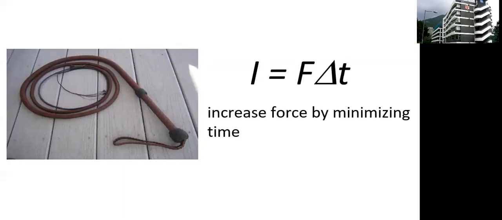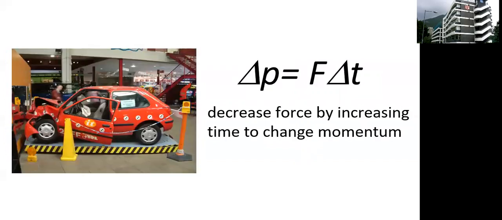Let's return to the question that we asked at the start of the video. Using our equation, impulse is force times time. It looks like whips can deliver a large force if the time of contact between its tip and the object is short. Using a similar equation, we see that by increasing the time to change momentum, we can actually decrease force. And this is valuable, for example, in crumple zones for cars.